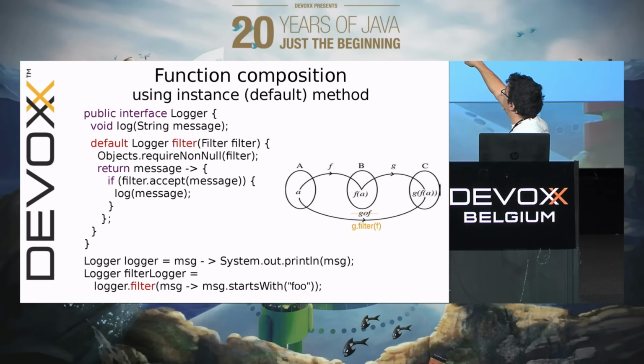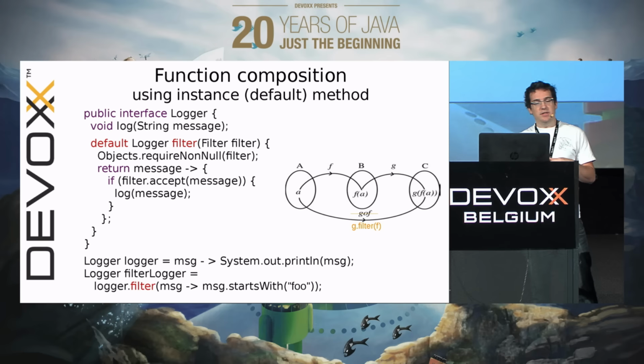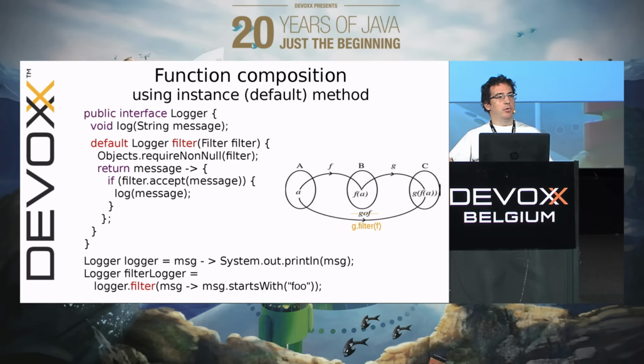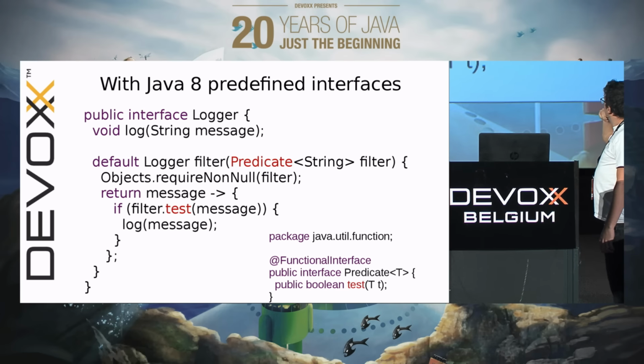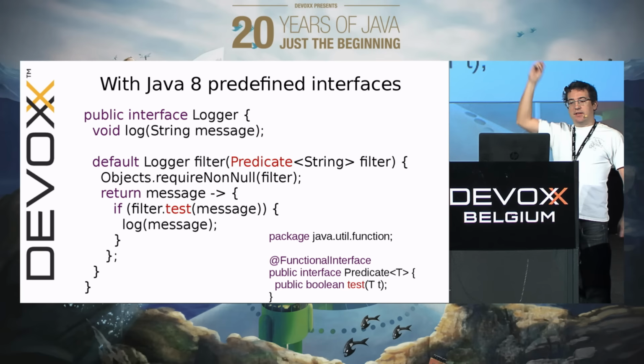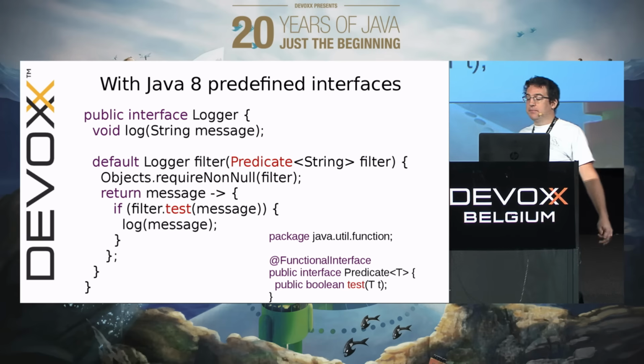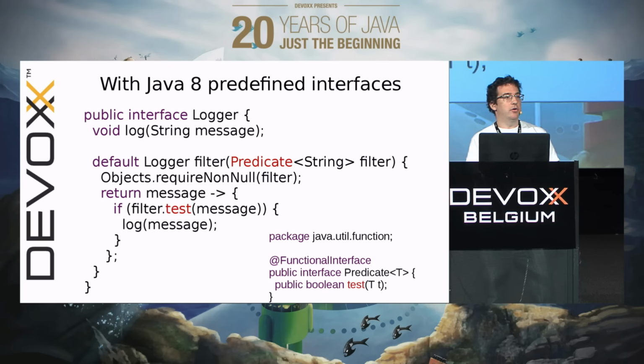In fact, I have defined an interface Filter here, but I don't need it, because JDK 8 already comes with interfaces that already exist. There is already an interface that takes an element and returns a Boolean. This interface is named Predicate. So instead of using Filter here, I can use a Predicate of String, because I know that in java.util.function, I have an interface Predicate that takes a T, and the method test takes a T and returns a Boolean. So for the compiler, a Predicate of T is just a function type that takes a T and returns a Boolean. Okay? So this is the code you should write if you want to filter a logger.